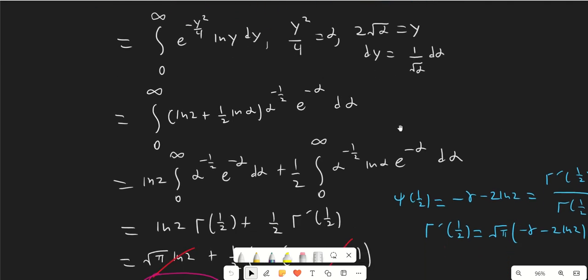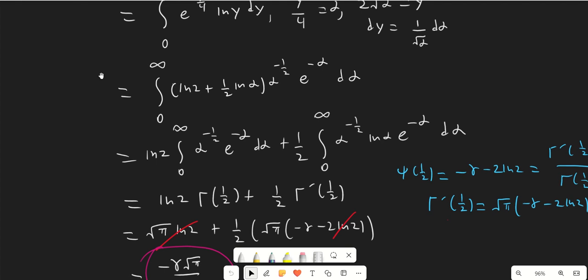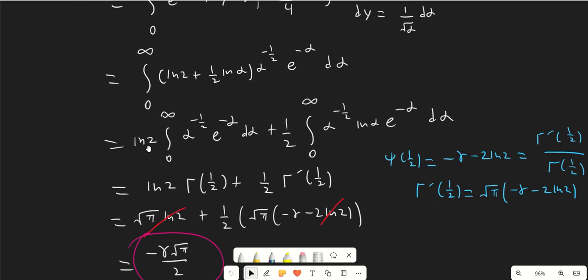And that gives us this integral right here, the integral from 0 to infinity of natural log of 2 plus 1 half natural log of alpha times alpha to the negative 1 half times e to the negative alpha d alpha. And now we're going to get this all in terms of the gamma function. So separating out this first term, we get natural log of 2 times the integral from 0 to infinity of alpha to the negative 1 half times e to the negative alpha d alpha.